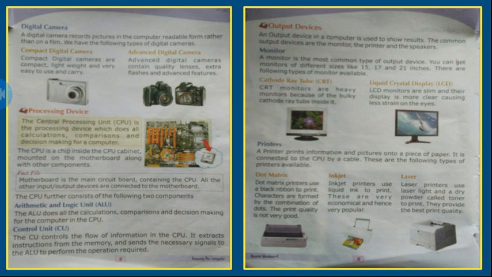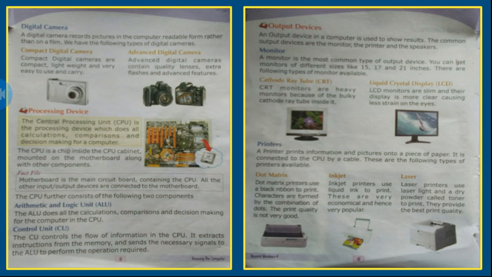A digital camera records pictures in computer-readable form rather than on film. There are two types of camera: compact digital camera and advanced digital camera. You all know about the advanced digital camera. Nowadays we are using it, because advanced digital cameras contain quality lenses, extra flash and advanced features.